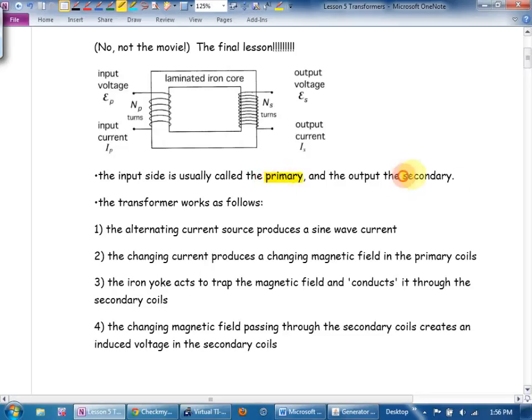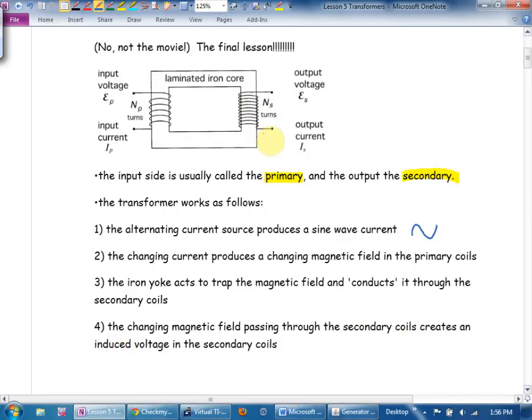The transformer works as follows. An alternating current produces technically a sine wave current, for those of you that are in Math 12. This changing current produces a changing magnetic field in the primary coils. And because the magnetic field here is changing and the magnetic field area spreads out and goes through this coil over here, we have a changing magnetic field or a changing flux. It conducts it through the secondary coils. And the changing magnetic field passing through the secondary coils creates an induced voltage.